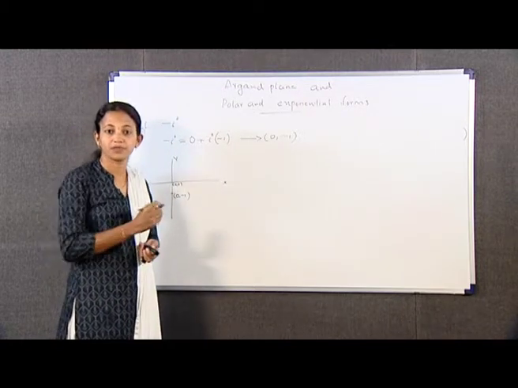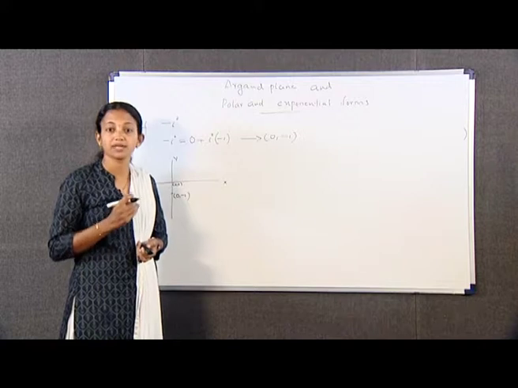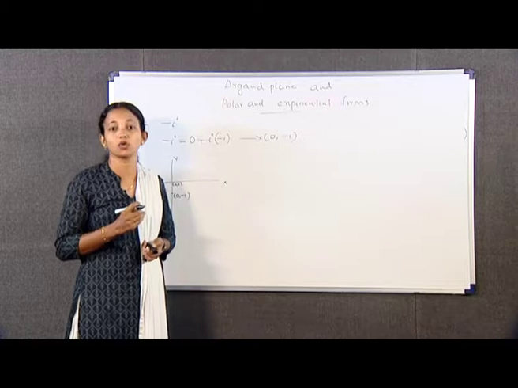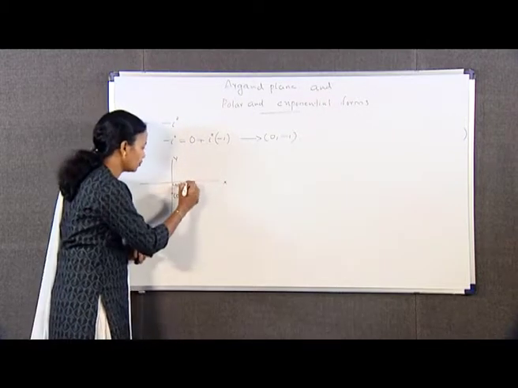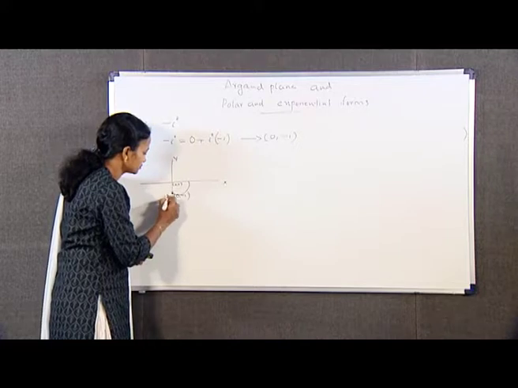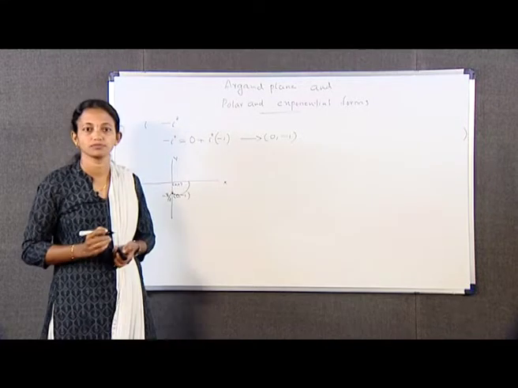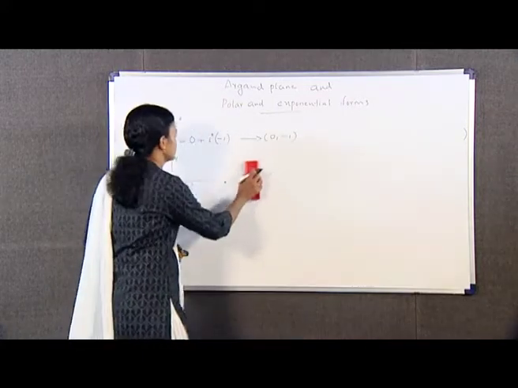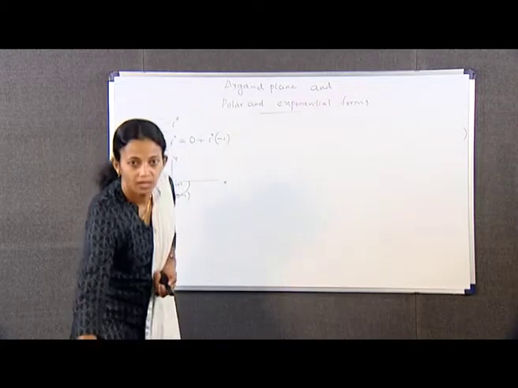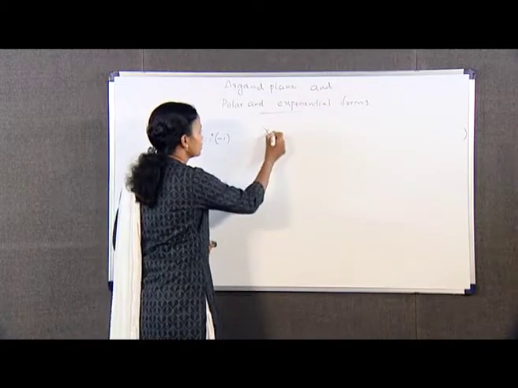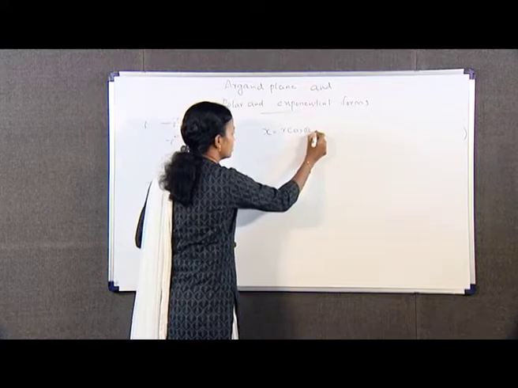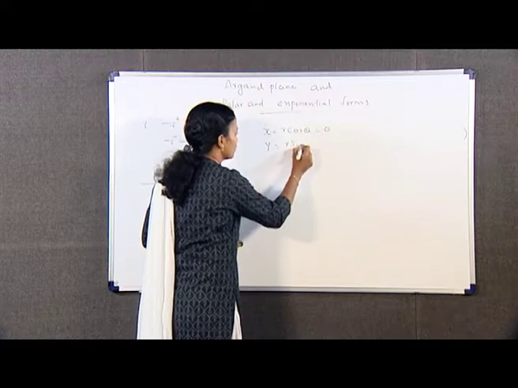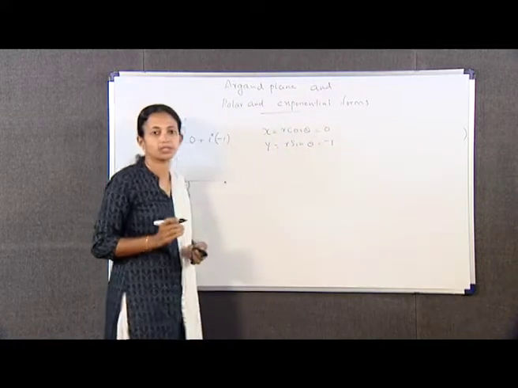And hence, from the figure, it can be seen that the principal amplitude of minus i, that is argument of z, is equal to minus pi by 2. Here we have minus pi by 2. We also justify this as follows. That is, x is equal to r cos theta, which is equal to 0, y is equal to r sin theta, which is equal to minus 1.